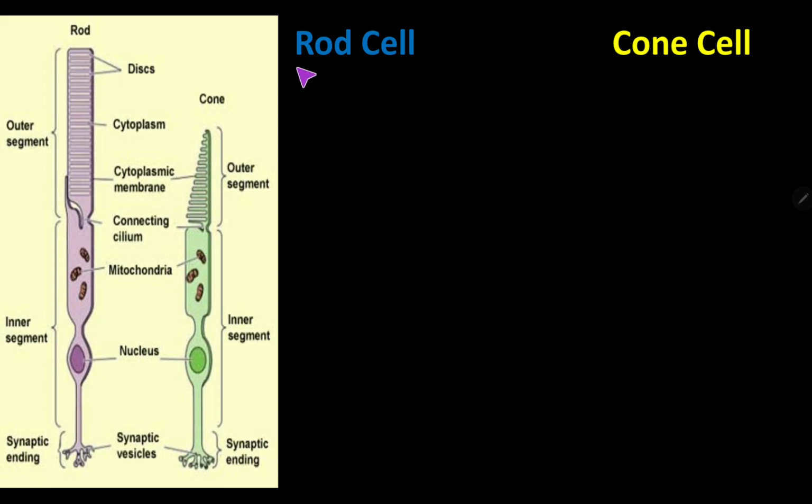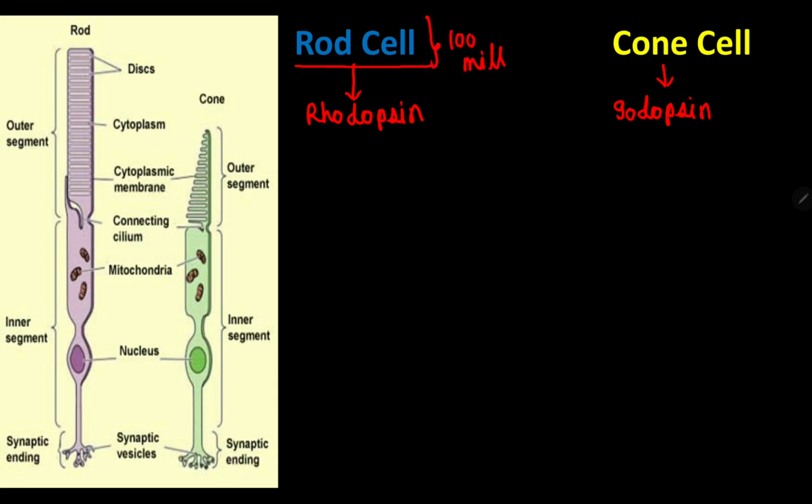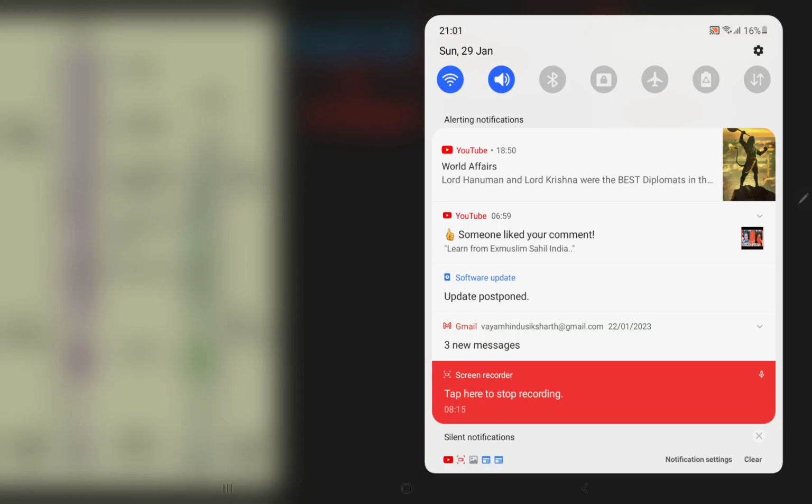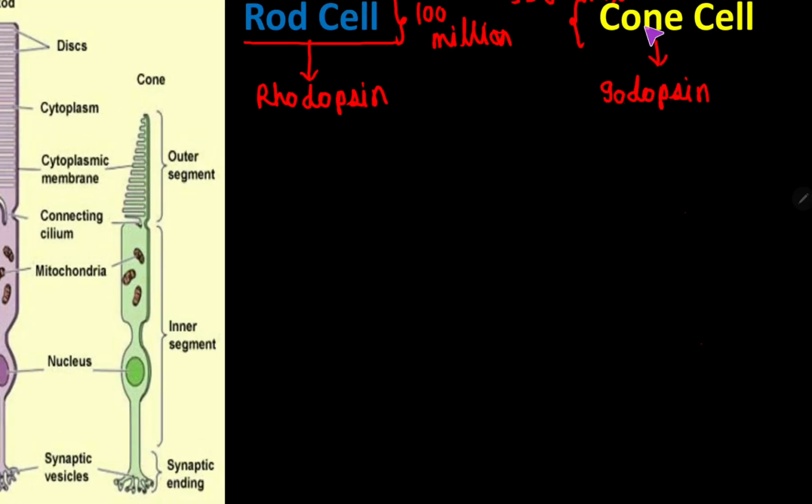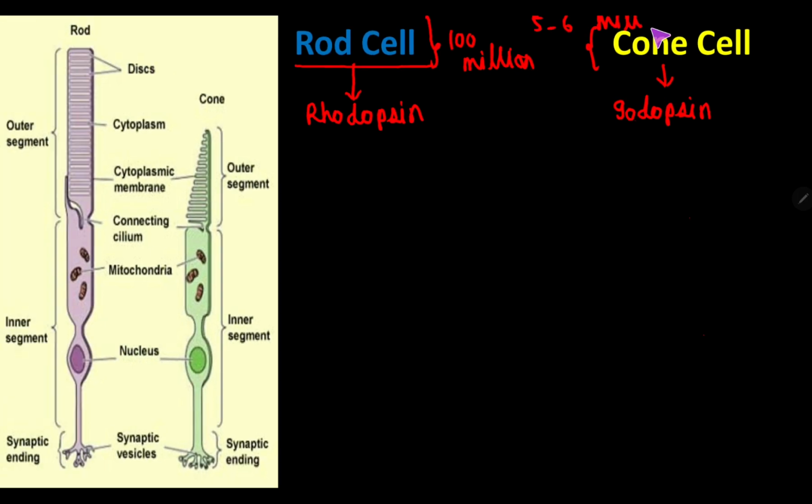Which pigment does the rod cell have, students? Rhodopsin pigment. The cone cell has iodopsin pigment. The rod cells are nearby 100 million in each eye. Cone cells are only 5 to 6 million in each eye.